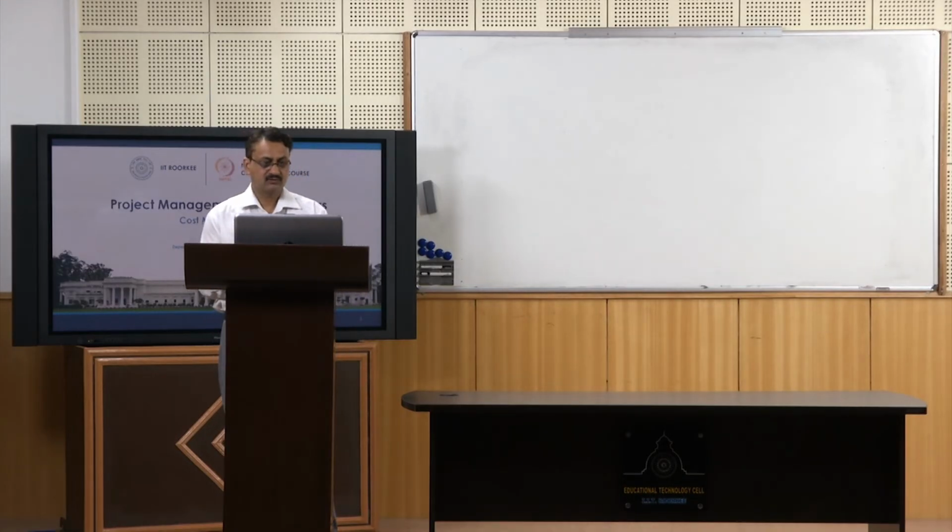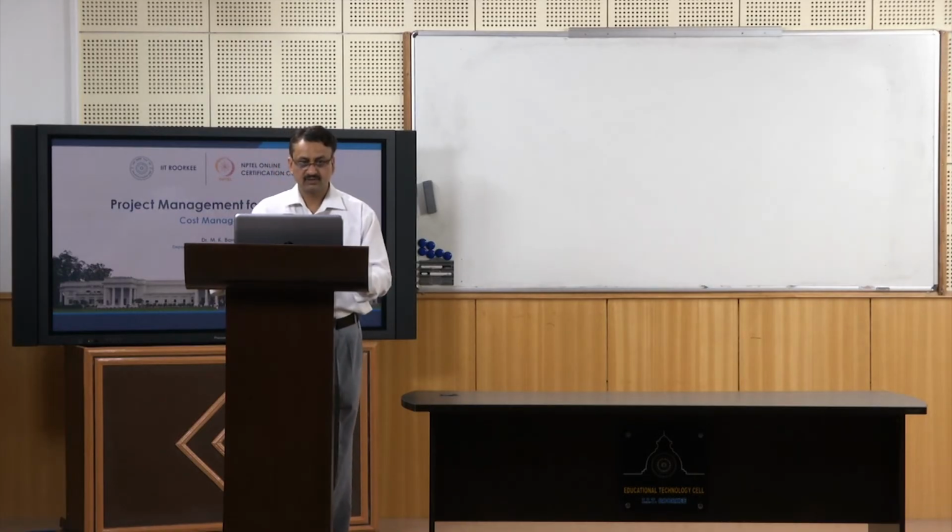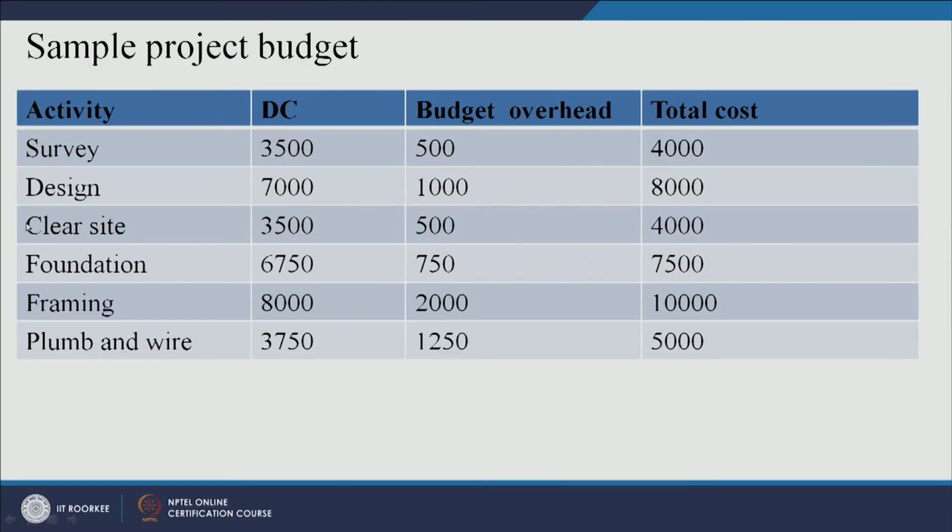Now, let me tell you some more points related to project budget. This is a very simple problem. So, there are different activities in a project. You have survey, design, clearing of site, foundation, framing, plumbing and wiring. So, these are different direct costs, and you have also been given budget overheads for each of these costs. So, the total cost you can simply calculate by adding these two columns. So, this is your total cost column.